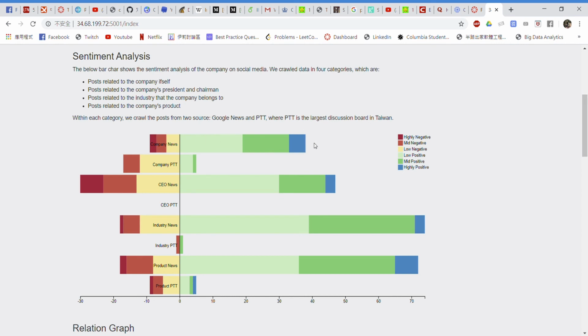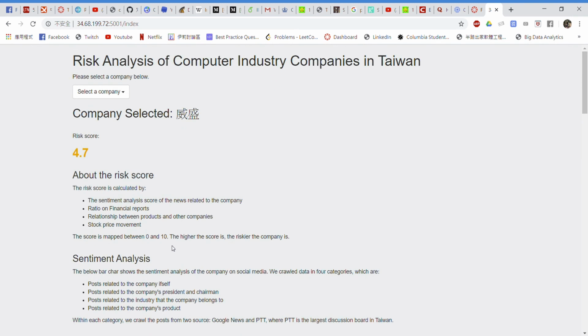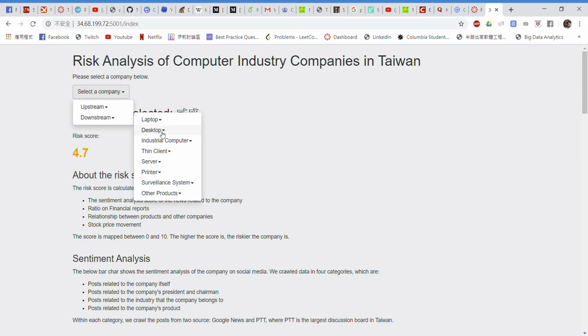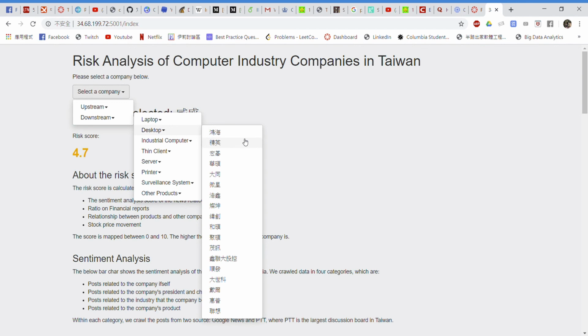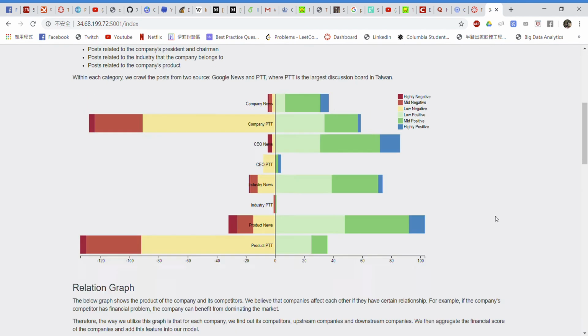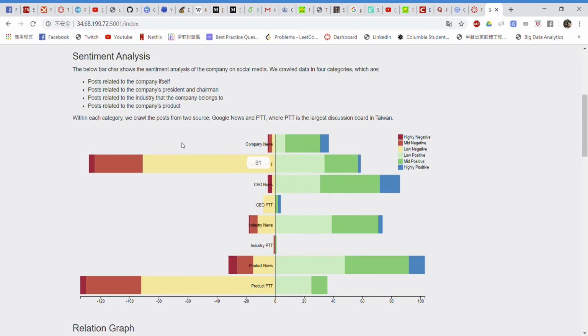We classify the sentiment score into 6 categories. So you can easily see for each section how well this company is doing in the social media. If we choose some other company, it will change. For example, like this company, the product on the PTT is not so well.